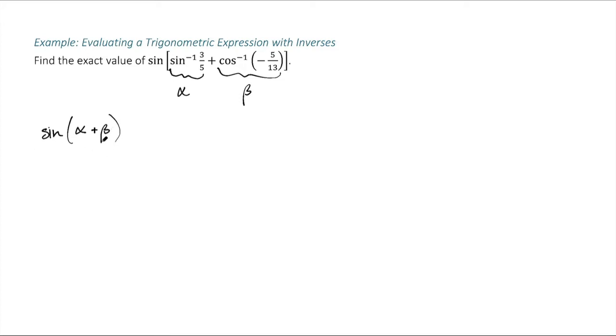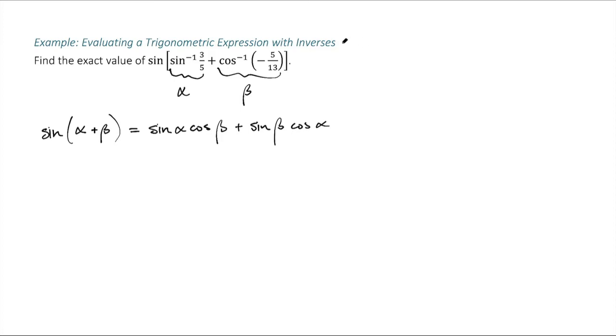So in order to do this, we're going to use the sum formula, the sine sum formula, which is sine of alpha cosine of beta plus sine of beta cosine of alpha, where alpha and beta are these two angles here. So we're going to have to do a little bit of work here in order to do each of these.